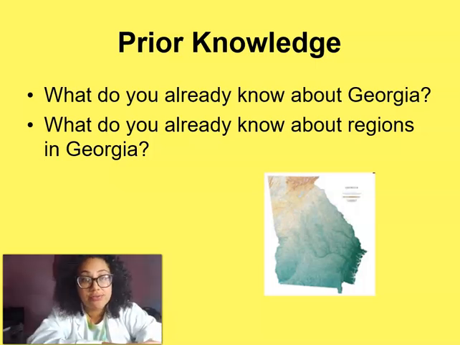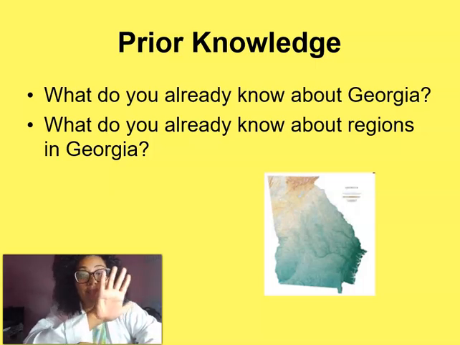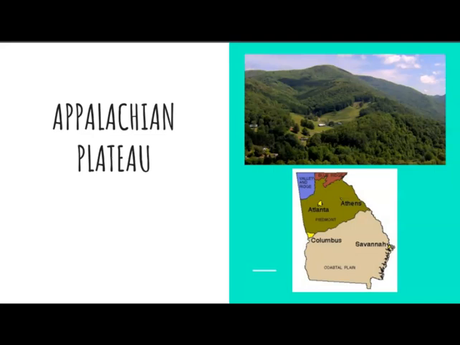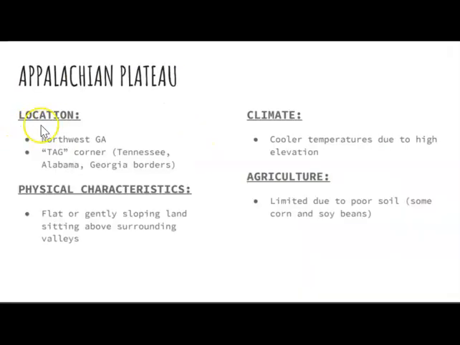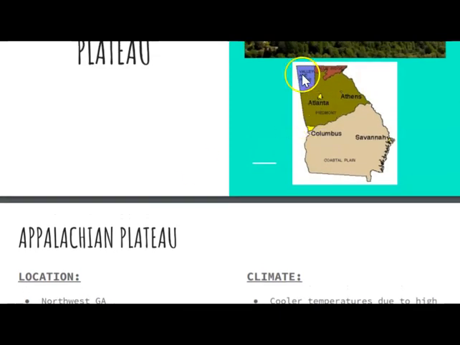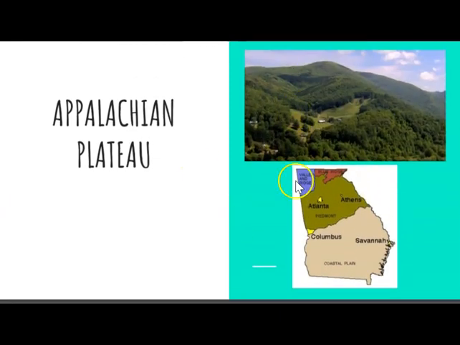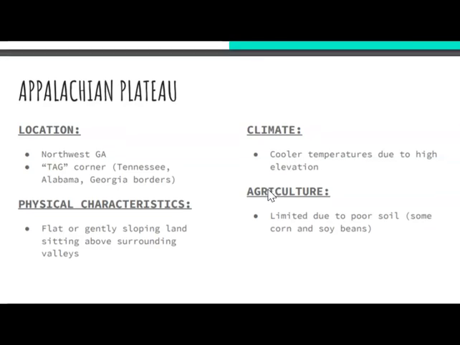So now let's get into what we're going to talk about today, which are the 5 regions of Georgia. All right, boys and girls. The first one that I'm going to start with is in the upper left hand corner, and it is called the Appalachian Plateau. The location of the Appalachian Plateau is northwest Georgia, so its tag, which is the corner of Tennessee, Alabama, and Georgia borders. So right here, it's going to be at the corner. That's how we're able to remember it. Just remember the acronym TAG.